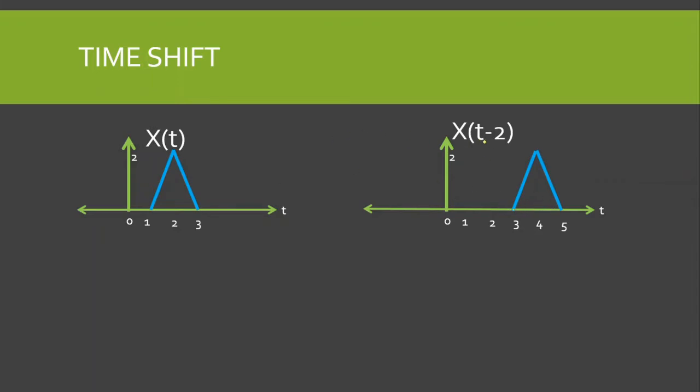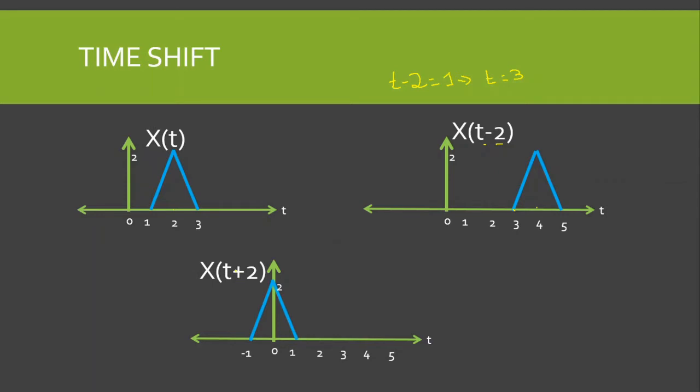And we can find this by equating each of these values to this argument. For example, if I equate t minus 2 to the first value, which is 1, I get t is equal to 3. So that is why this value starts from 3. Similarly, if I equate this argument t minus 2 to 2, I get 4. That is why the second value is 4, and so on. So this is my time delayed signal which is shifted by 2 units to the right.